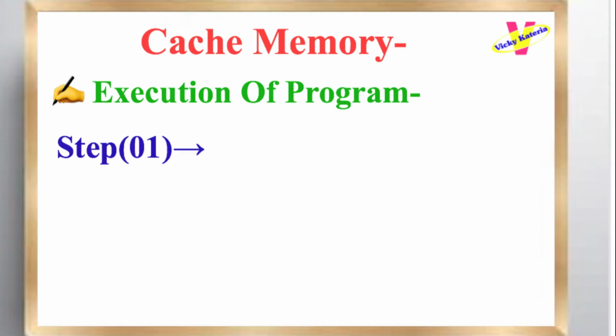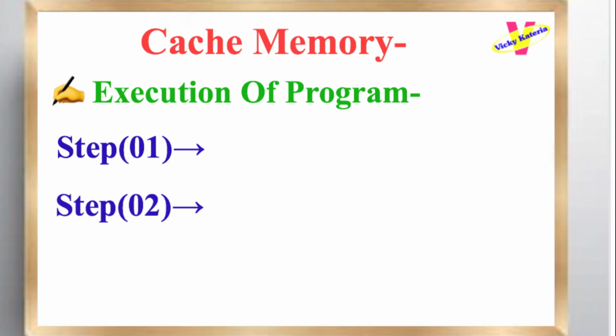Step 1. Whenever the CPU requires any word of memory, it is first searched in the CPU registers. Now, there are two cases possible. Case 1. If the required word is found in the CPU registers, it is read from there. Case 2. If the required word is not found in the CPU registers, step 2 is followed.